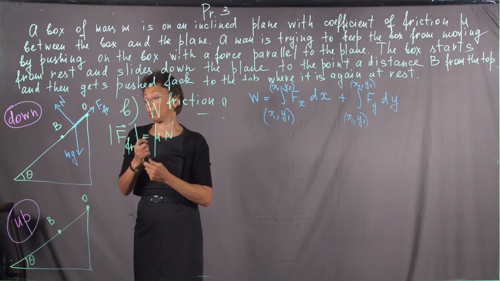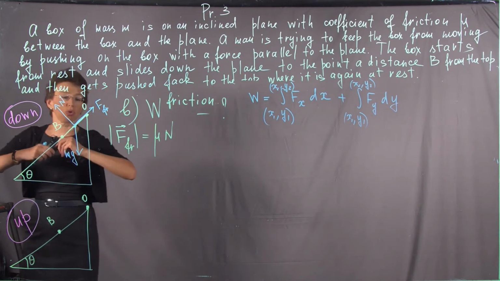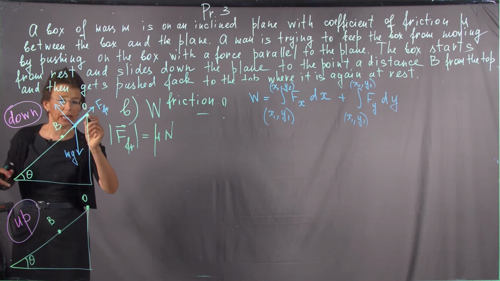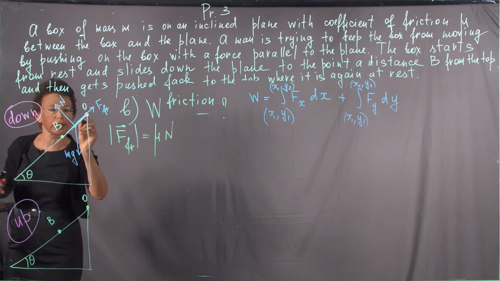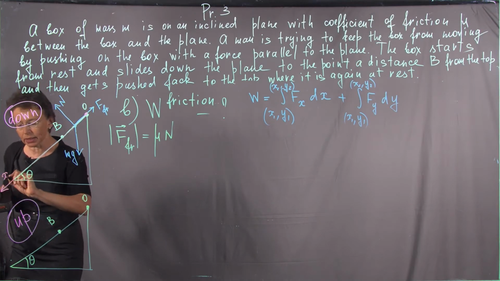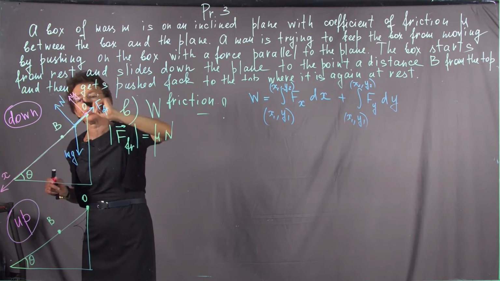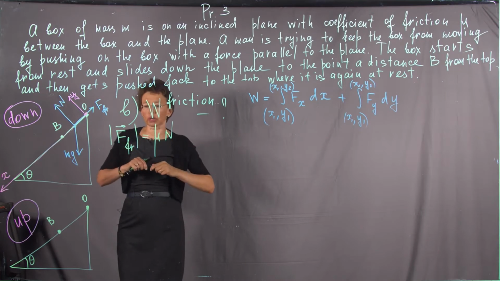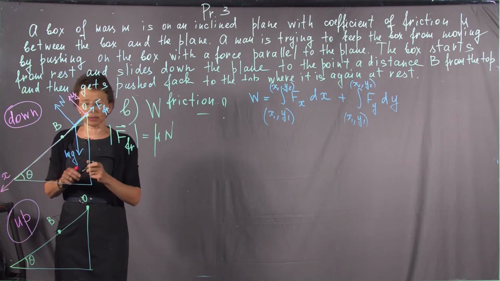I need to choose coordinate system. So what will be my coordinate system? I will choose the same coordinate system as we used in part A for the first case, when I had my x down. This is my origin. X is along inclined plane. This is my x, and y is perpendicular. Again, remember that the result for work does not depend on your choice of coordinate system.